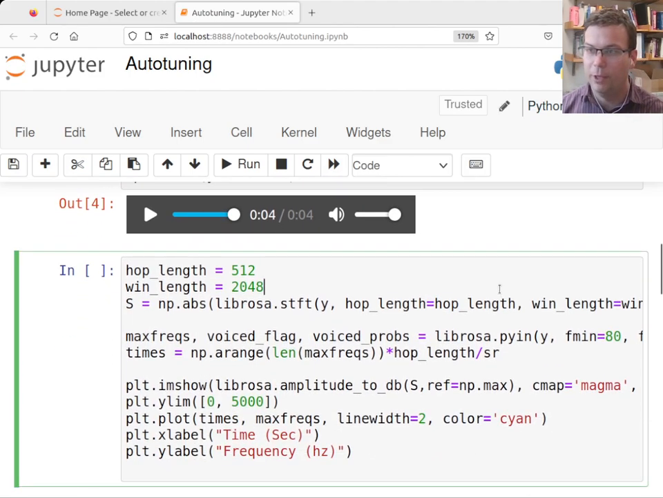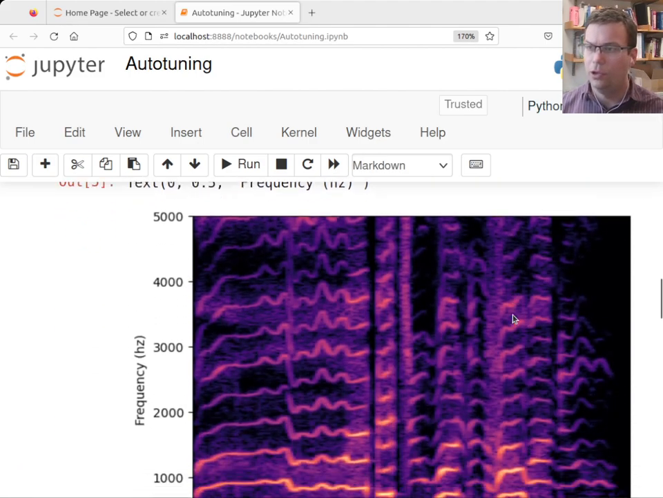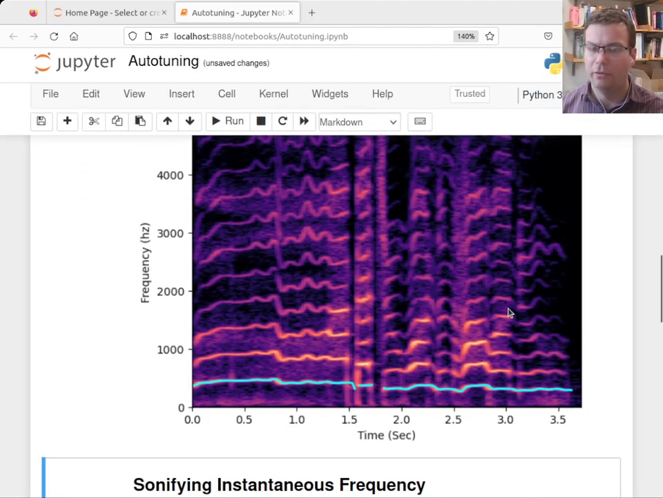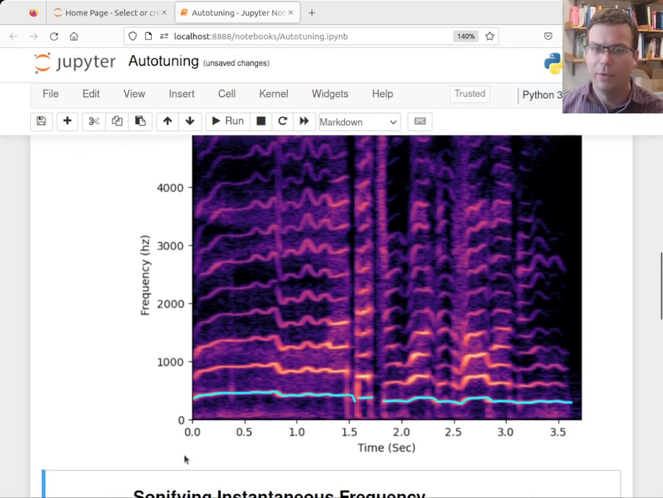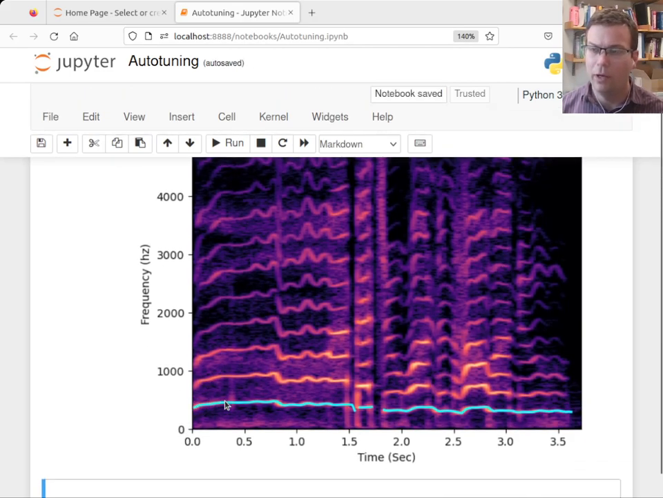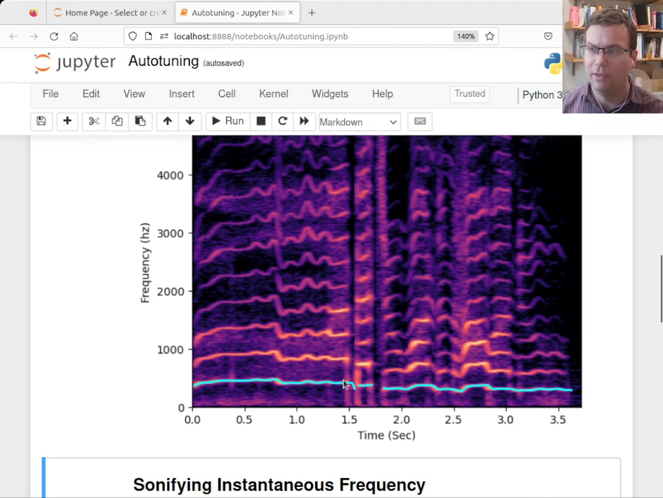But first, what I'm going to do is take the spectrogram and actually use something in the Librosa library called the probabilistic YIN technique for fundamental frequency tracking. And just to show you what that looks like on top of the spectrogram, here it is. It's showing in cyan what it thought was the fundamental frequency of the singing over time.